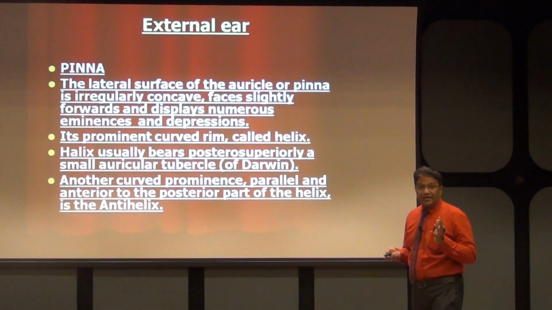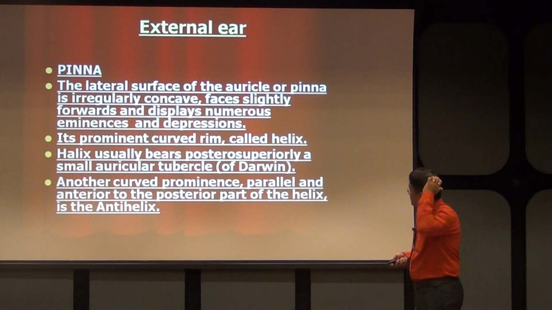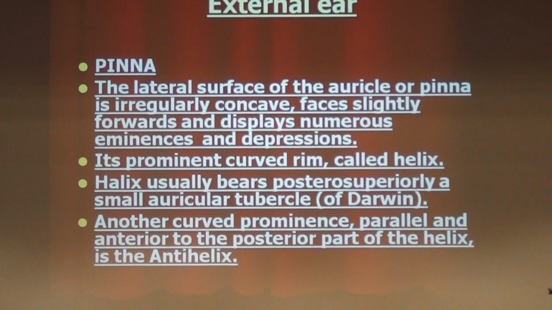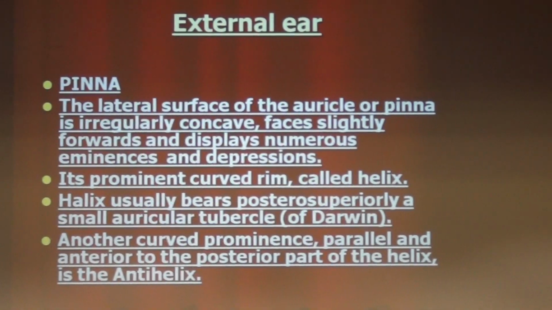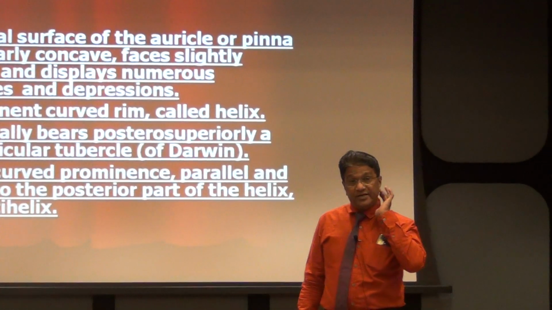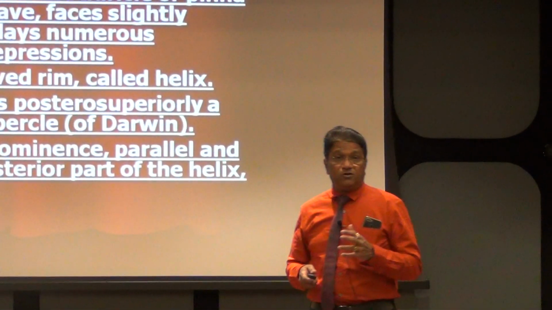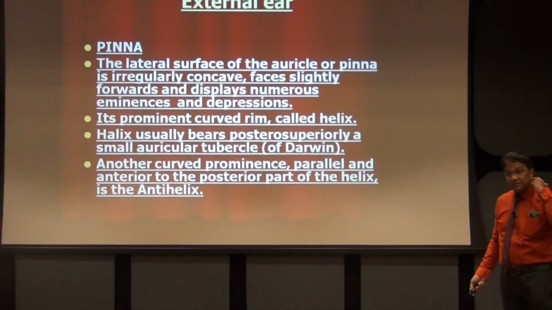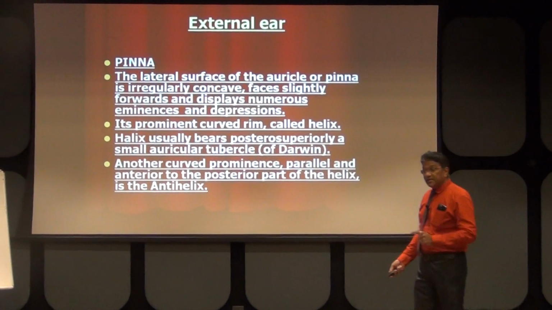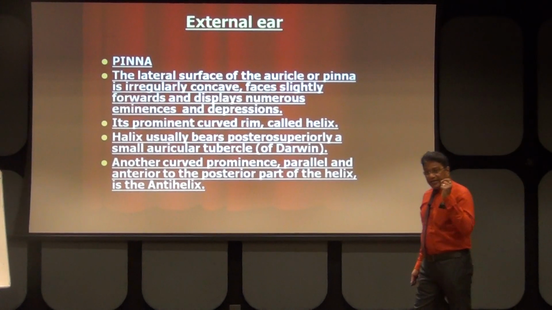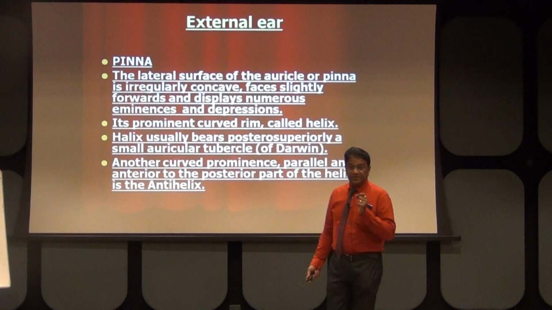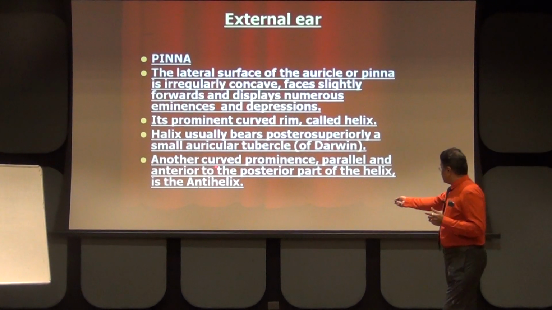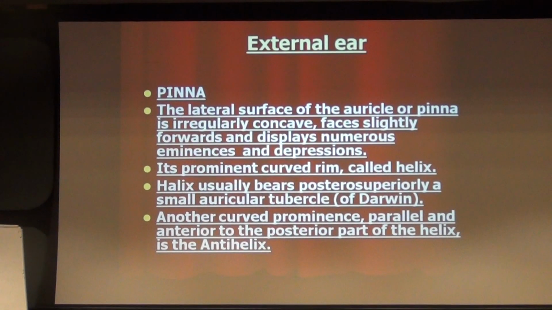Now, what are these lateral surfaces having different elevations and depressions? This lateral surface of the auricle or pinna is irregularly concave, faces slightly forward, and displays numerous eminences and depressions. Here you can see many elevations and many depressions. Now, what are these elevations known as? Its prominent curved ring, that is this margin at the border, this prominent ring is known as the helix. Exactly parallel to this helix, there is another elevation. This elevation is known as the antihelix. These two are parallel to each other.